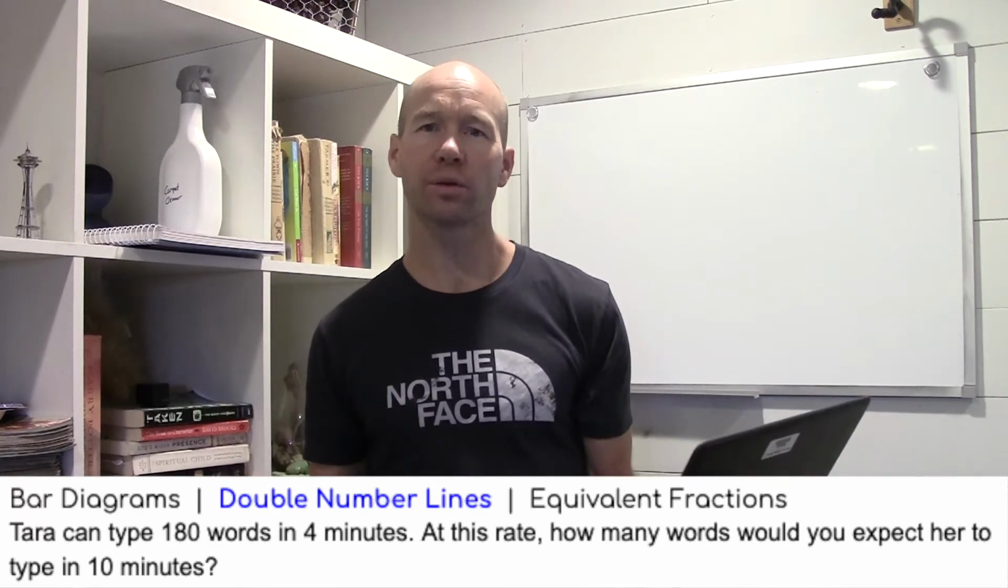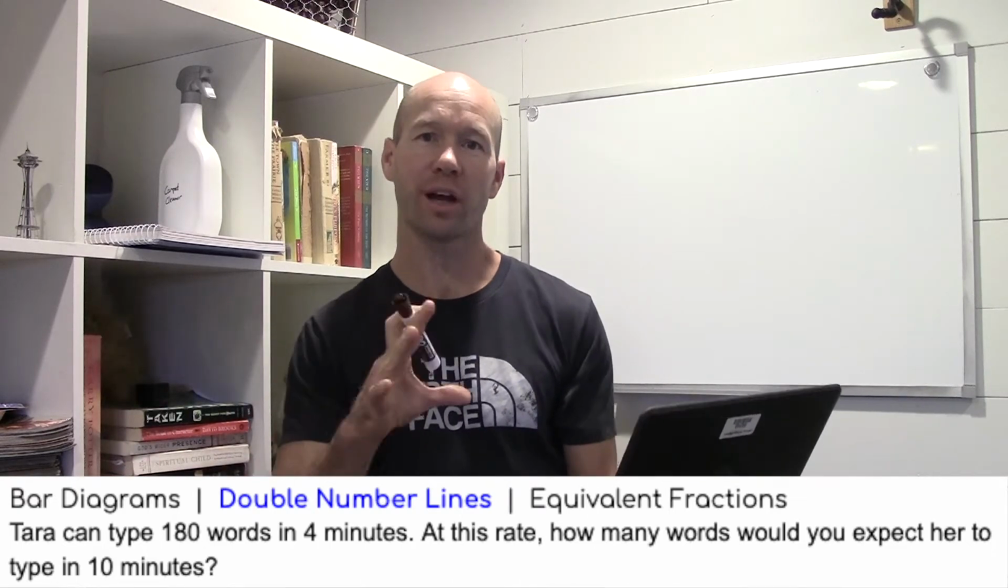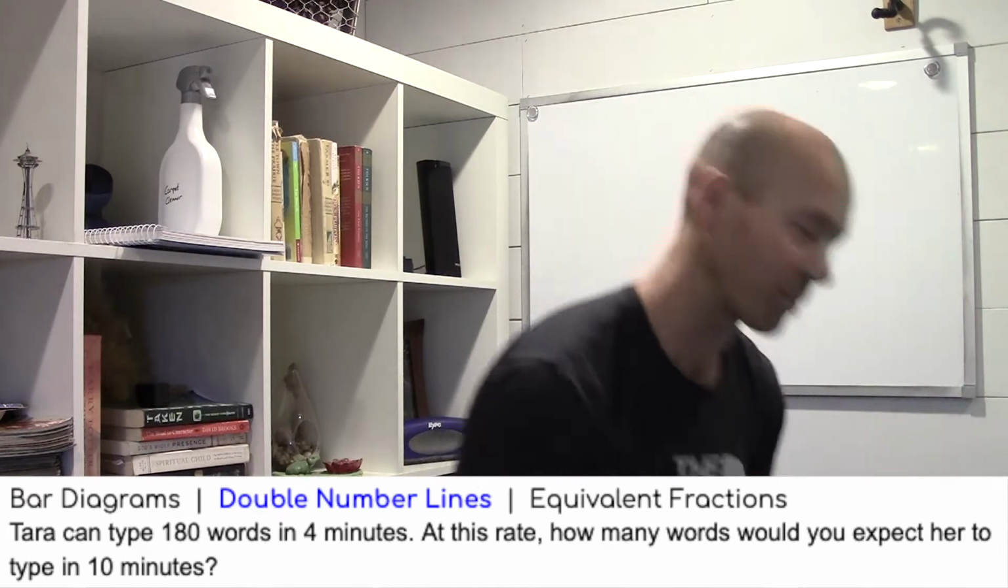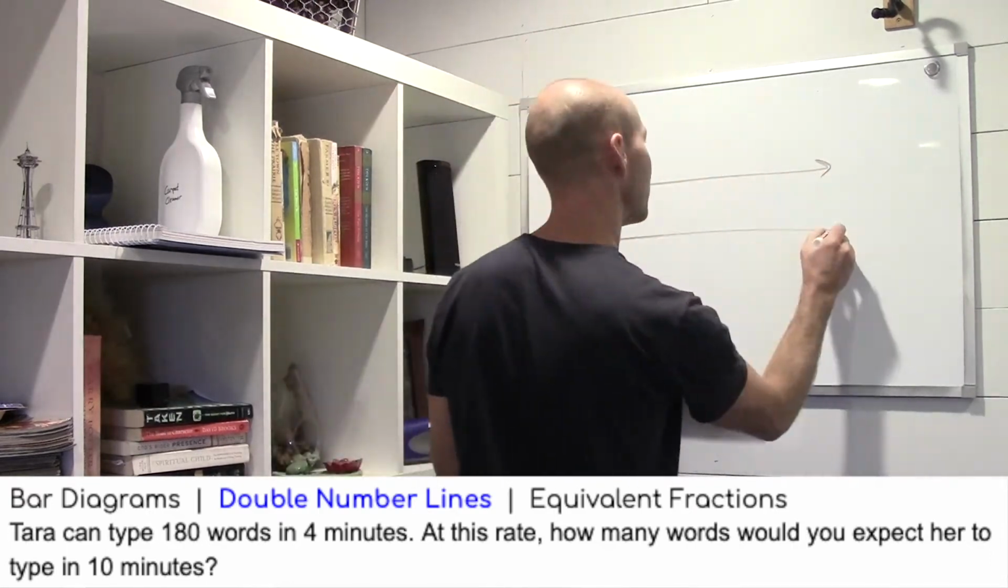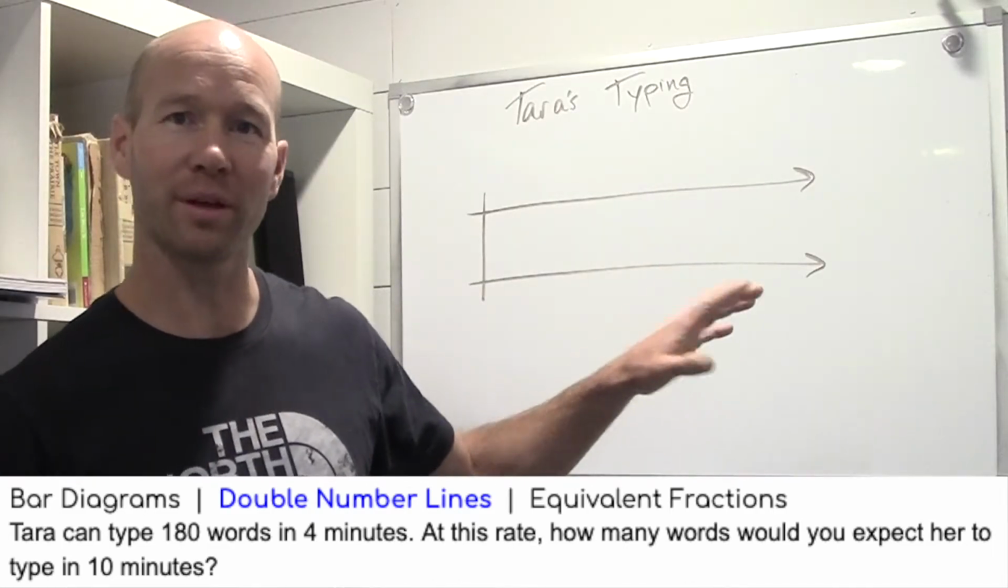Now this one's a really great one to use a double number line because it's only working out with one person. There's not two to compare side by side. So let's draw our double number line. We're going to draw 2 lines. Tara's typing is what we are working with on this problem.